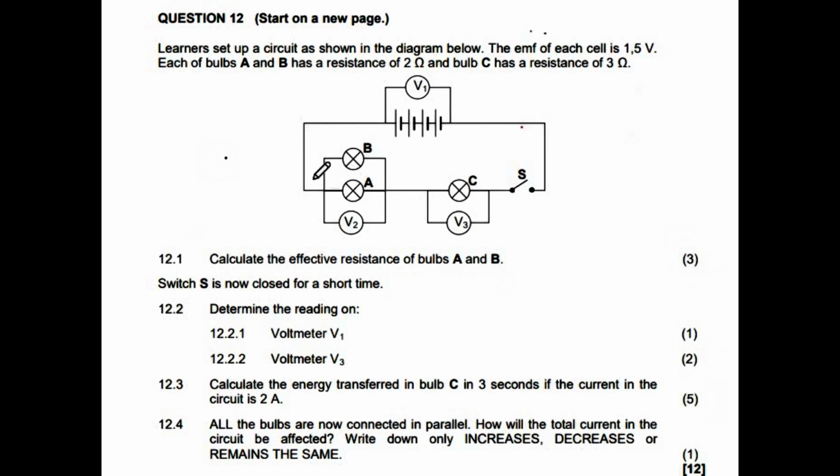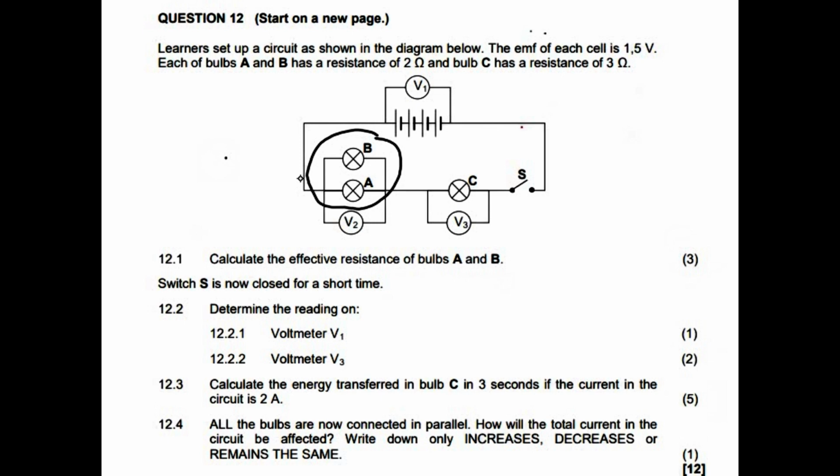Light bulbs have a resistance, and that resistance was given to us here. So they want us to determine the effective resistance here. That is the total resistance. So you might be thinking, why? Why is that important for you to know and for you to understand?